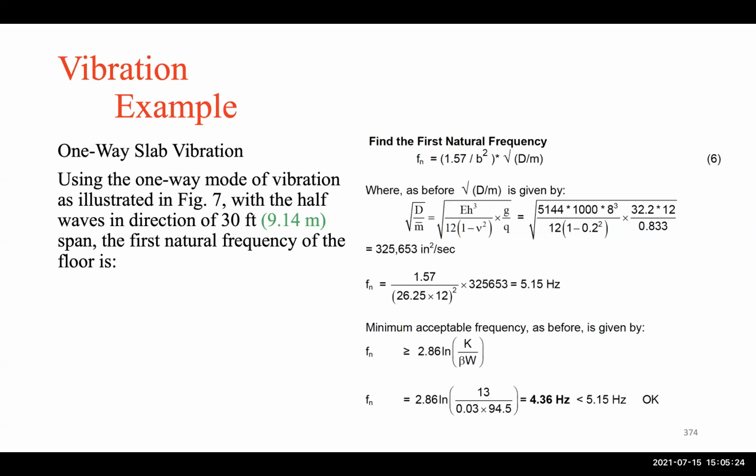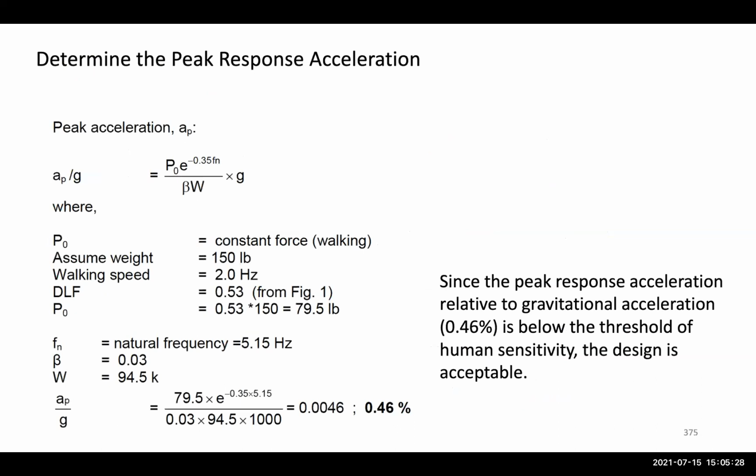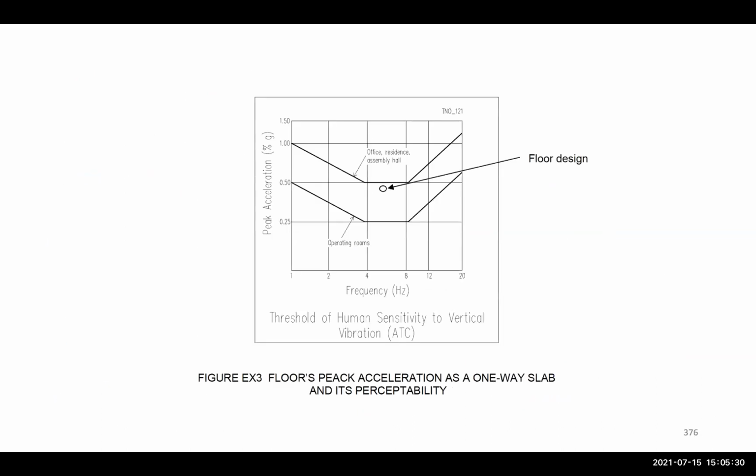So with this example. Okay. So here, for example, that's another check. Here it comes to be here. So if it's an operating room, of course it doesn't work. But if it's an office, residence, or an assembly hall, it works. Okay.